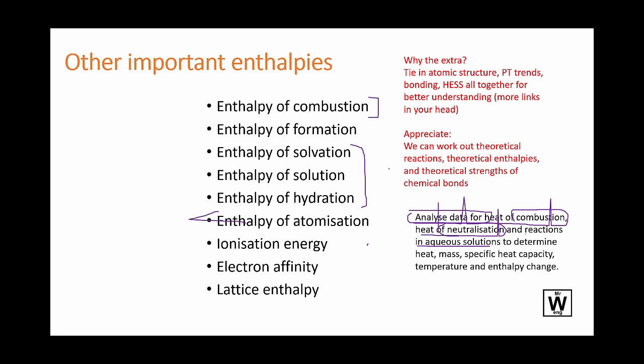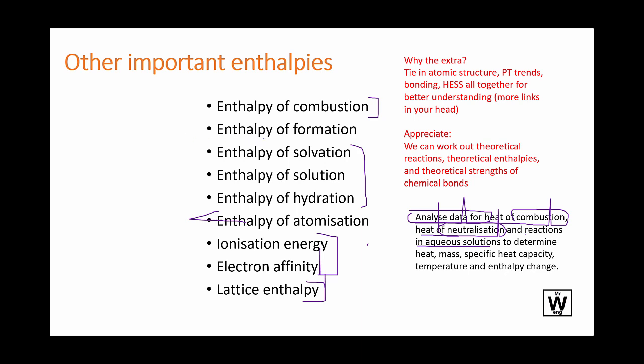It is also useful in that it does tie together atomic structure. These are actually enthalpies, ionization energy and electron affinity. It does tie in together, so that's periodic trends, atomic structure, and the strength of a lattice. So all of these combine together with Hess's law, which is ionic bonding. And it also helps you understand why and how it all turns together. We can actually do reactions, theoretical enthalpies, theoretical reactions, and chemical bonds that might not be possible.